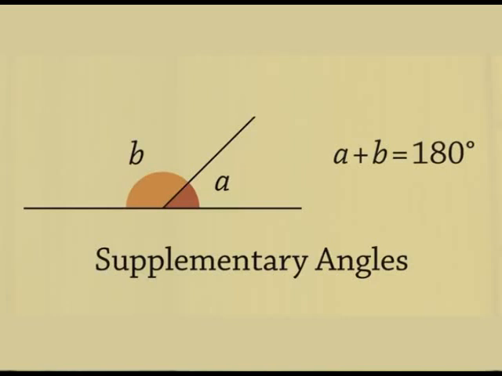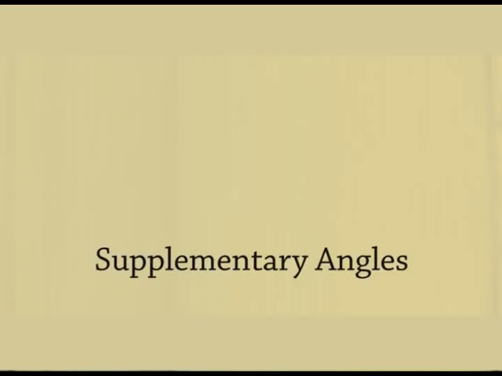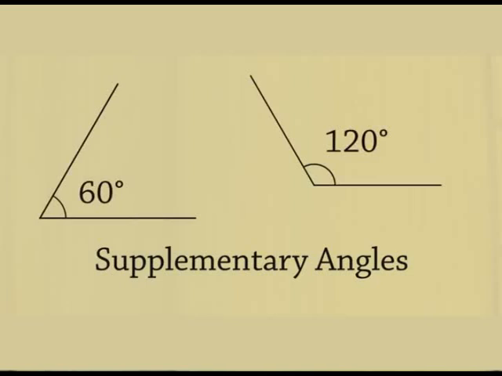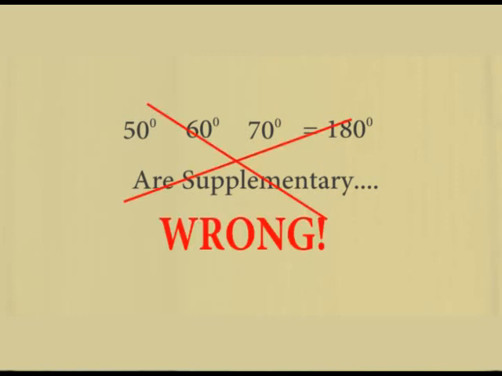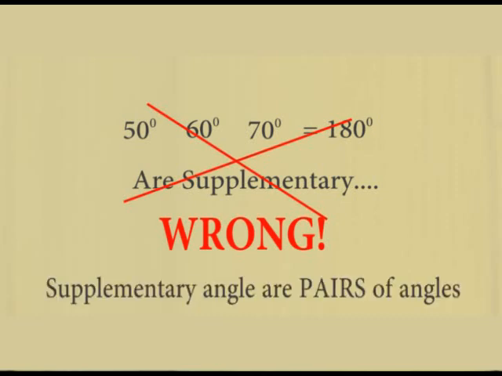And because of that, two angles need not be on a straight line for them to be called supplementary. No. For example, these two angles are supplementary because they add up to 180 degrees. So you'd say 50 degrees, 60 degrees and 70 degrees are supplementary angles, right? Wrong. Supplementary angles are a pair. They must be two angles and not more than that.